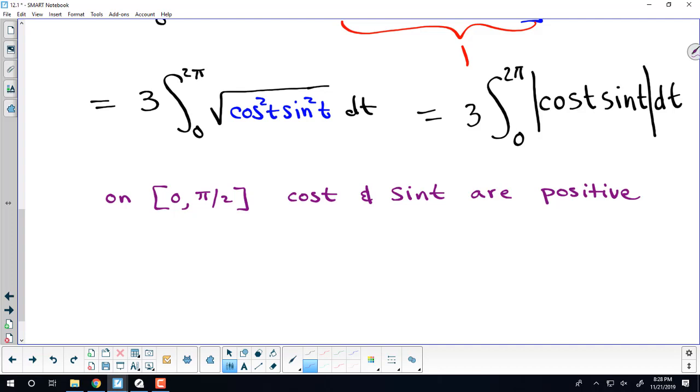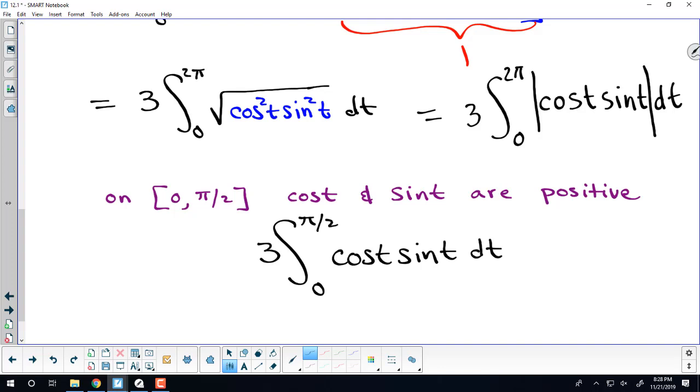Which means that if we looked at the integral from 0 to pi over 2, we don't have to say it's the absolute value of cosine times sine. Since they're both positive, then we just say it's cosine times sine. Right? We still have the 3 there because that's just there.